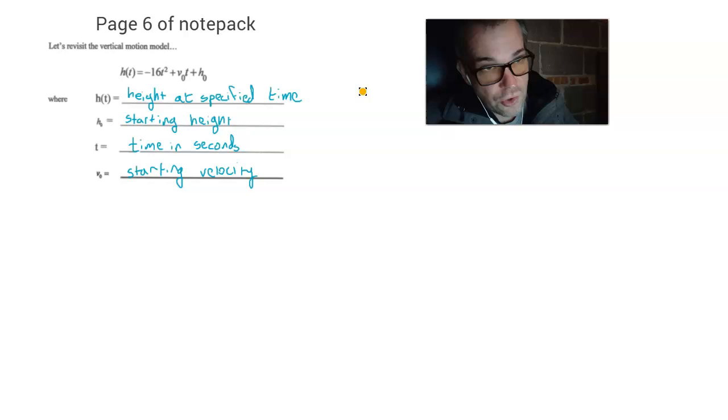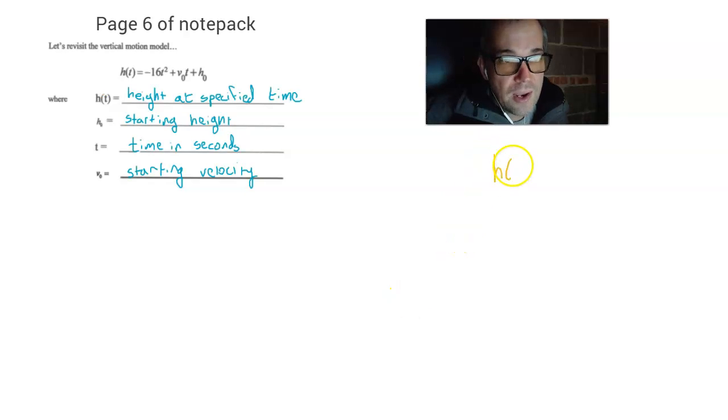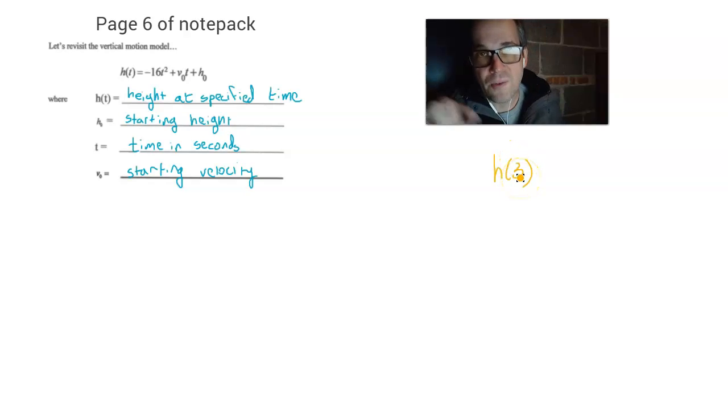So a quick refresher, h of t means the height at any given time t. The idea of an equation is it allows us to predict things, right? If you tell me a specific time, I can plug that time into my equation and I can tell you a specific height. That's what h of t is. So if I want to know the height at 3 seconds, I would find h of 3, meaning I'd plug 3 into my equation, and whatever answer comes out, that's the height at 3 seconds. When we're talking about it in general, we just say h of t, and that means you tell me the time, I'll tell you the height.